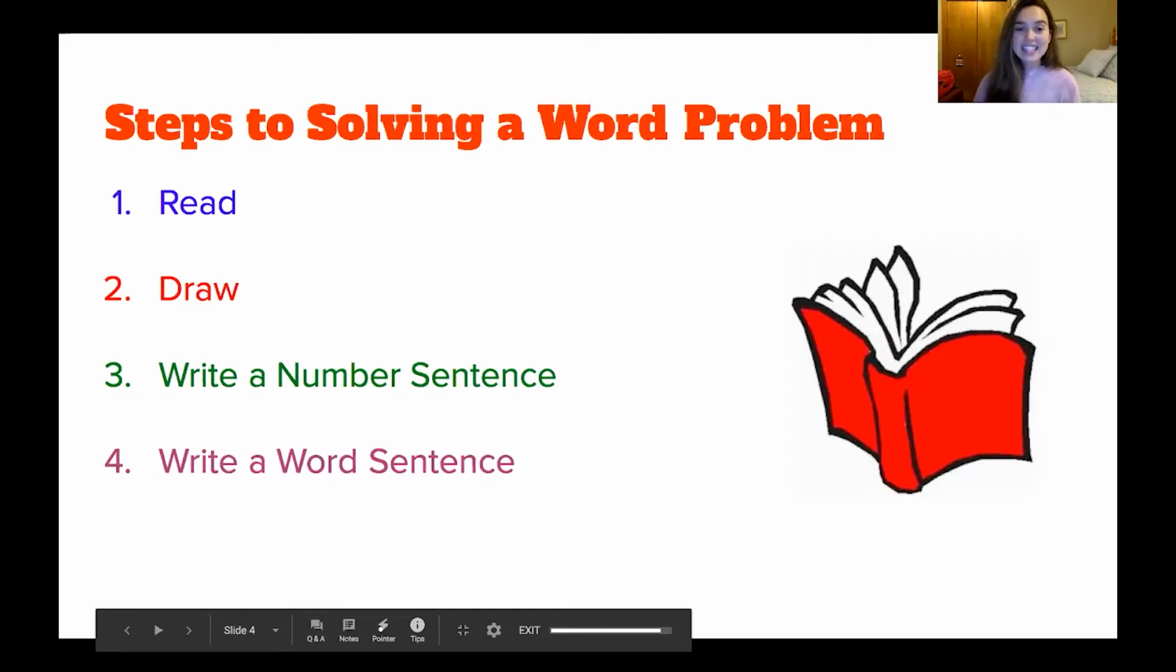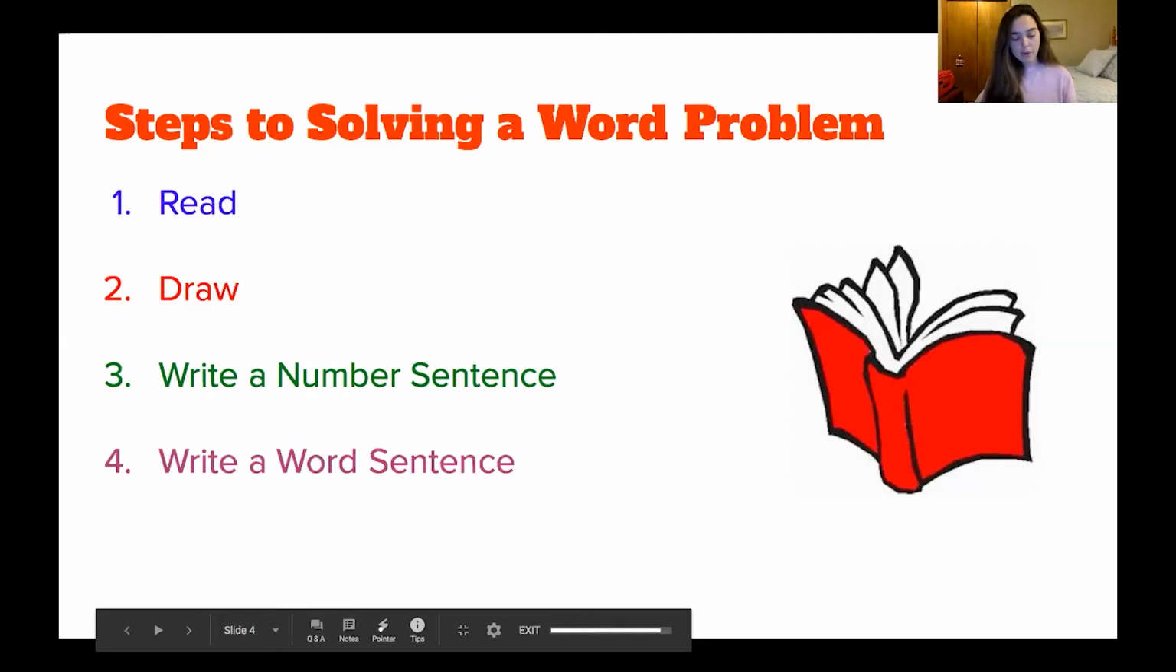All right, the second step is to draw. So if we are using some sort of graph or a chart, we will next draw the chart, which we will be using today. After we do that, we are going to write a number sentence. Now, if you've never heard the term number sentence before, don't be intimidated. All that is the problem that we are solving.